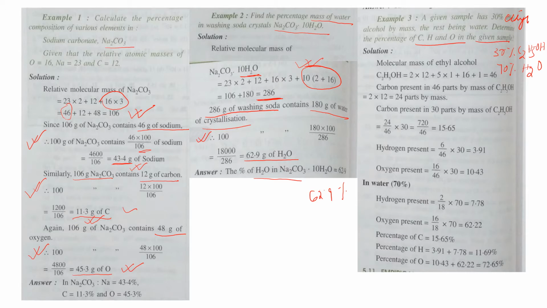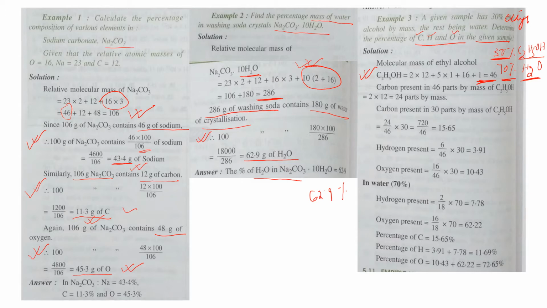That means you have to find out for carbon, hydrogen and oxygen separately for C2H5OH, which is containing 30 parts, and you have to find out for carbon, hydrogen and oxygen in H2O which is containing 70 parts, but in water you will not get carbon, you will get only hydrogen and oxygen. So let us see what is being done here. First of all, you find out the molecular mass of C2H5OH, that is ethyl alcohol, that is coming to 46.